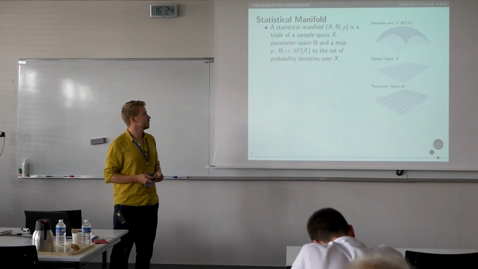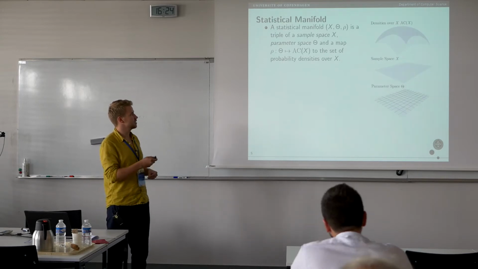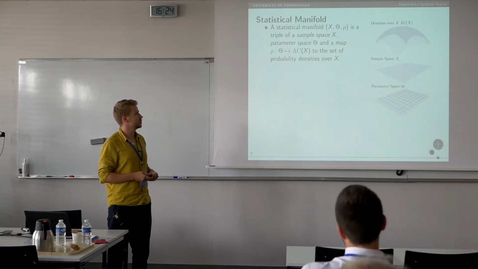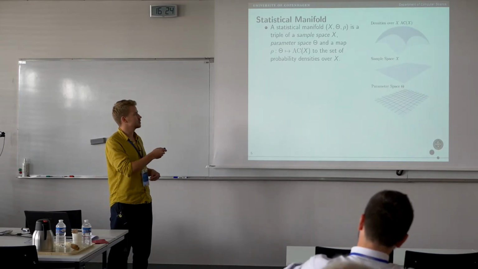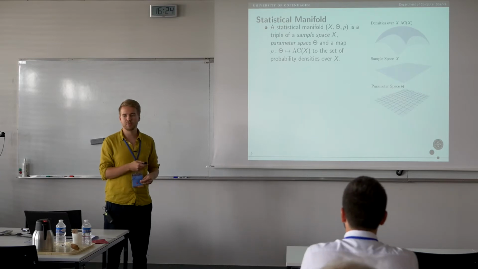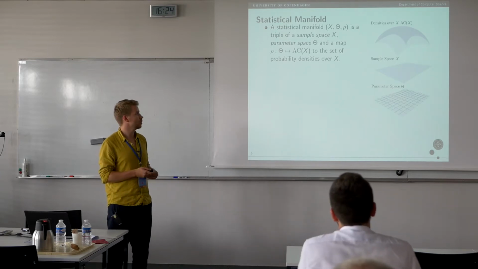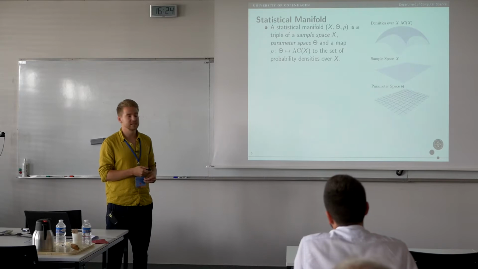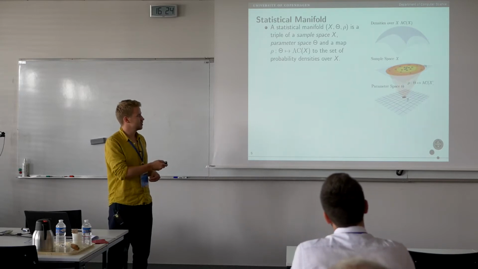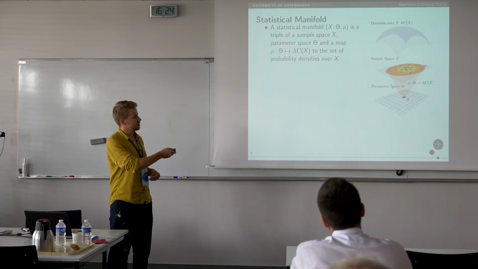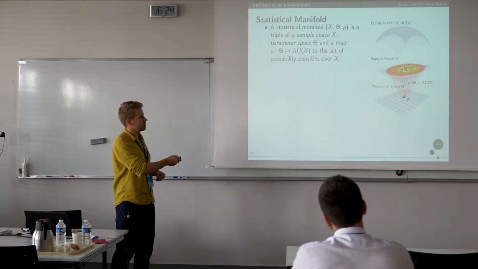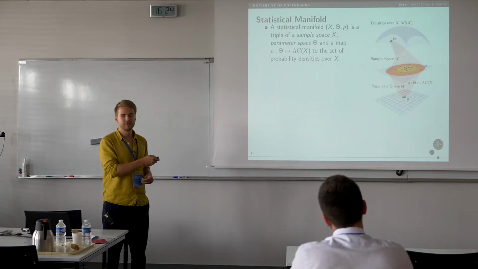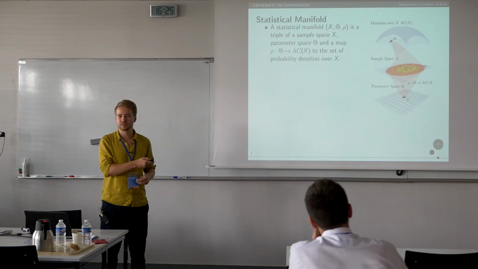So a statistical manifold is a triple of X, a sample space, theta, a parameter space, and rho, which is a map from the parameter space to the set of probability densities over the sample space X. So visually, you have the parameter theta, and through rho, you map it into the density there, and this density can just be viewed as a point on this manifold of probability measures.